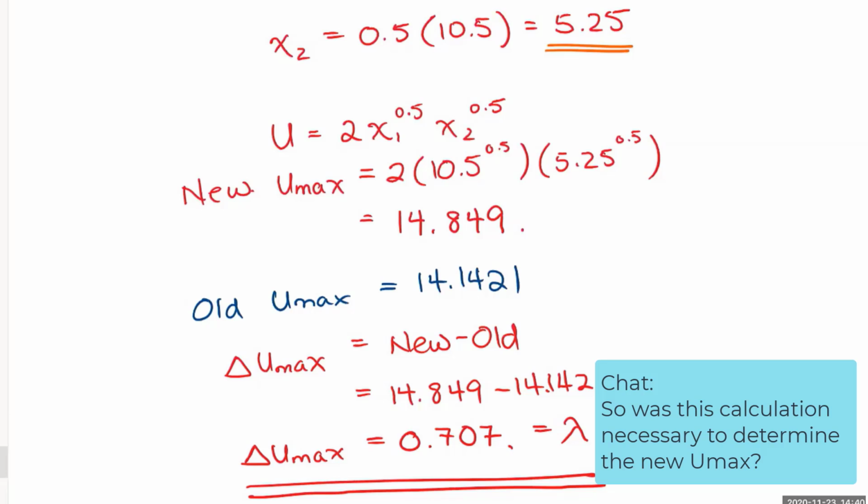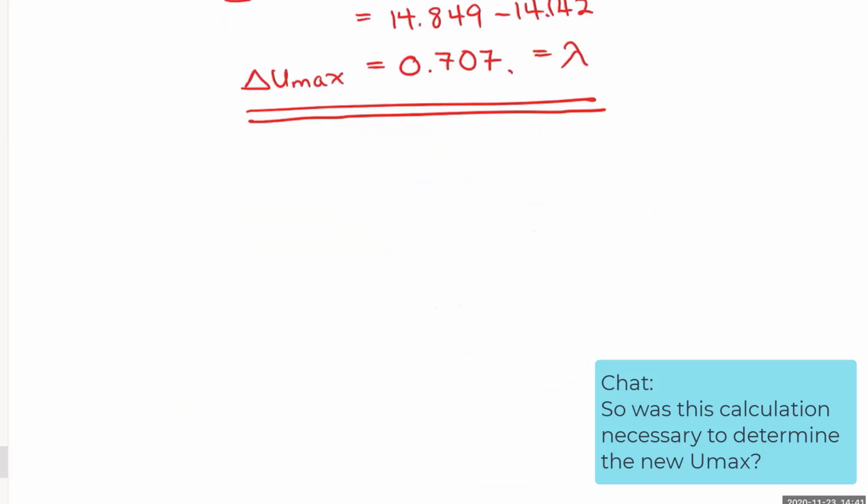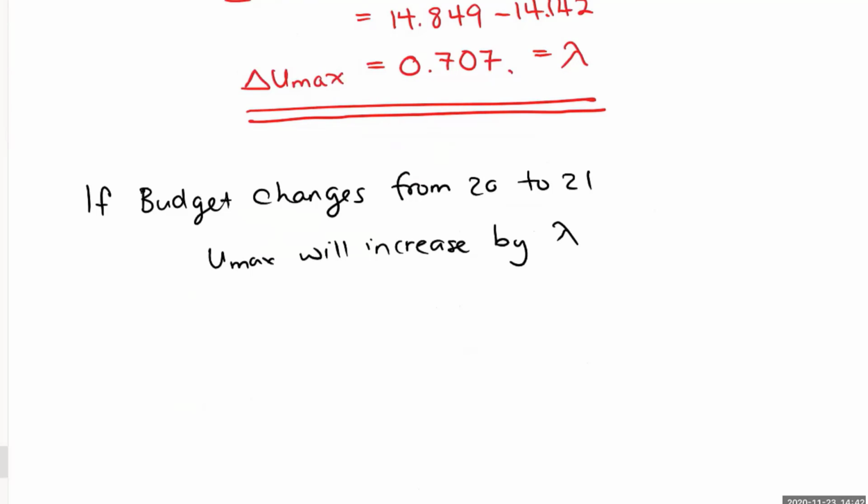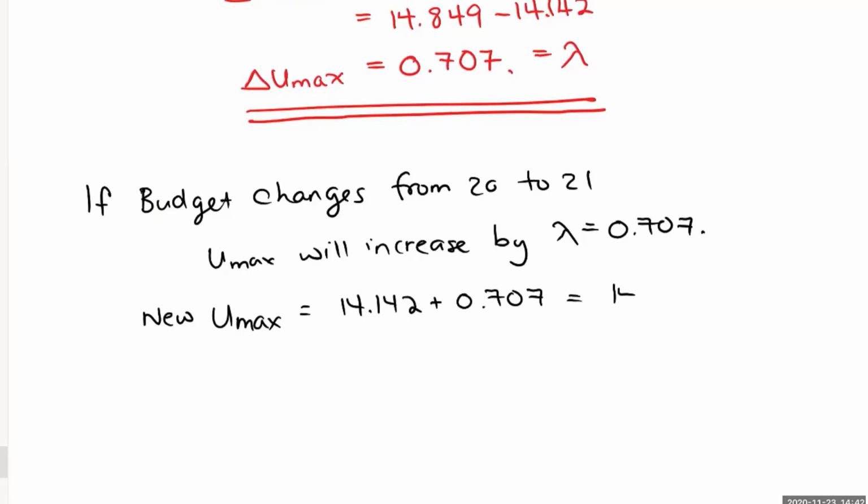So I showed you guys a full calculation. I could have bypassed all of that calculation and said, if budget changes from 20 to 21, Umax will increase by, and I had calculated my lambda in part F, 0.707. The new Umax would have been the old Umax, 14.142, plus 0.707, which would have given me 14.849. So I would add it on.